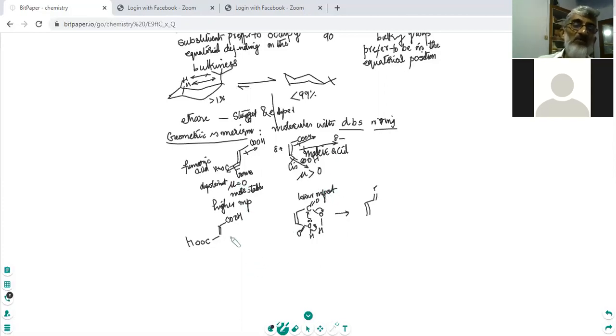Another thing is that fumaric acid does not form an anhydride easily, but maleic acid forms an anhydride very easily. See, this is the anhydride of maleic acid. This is the mechanism of anhydride formation. The nucleophile is attacking, and one molecule of water comes out, H2O.